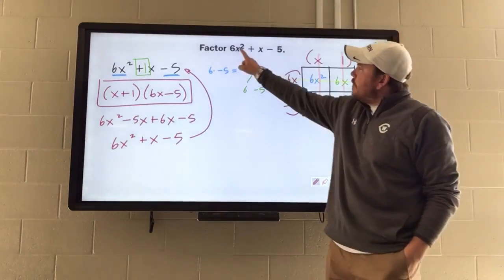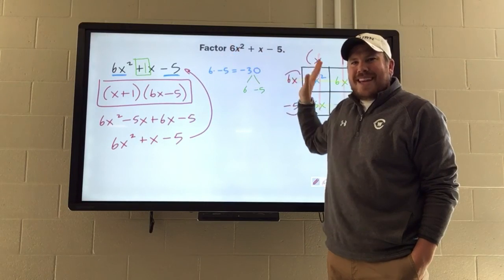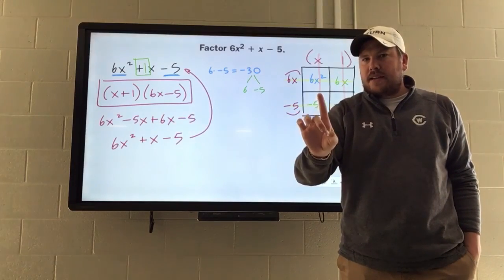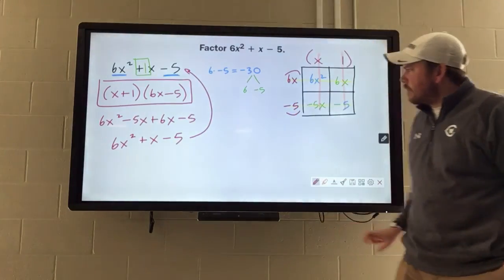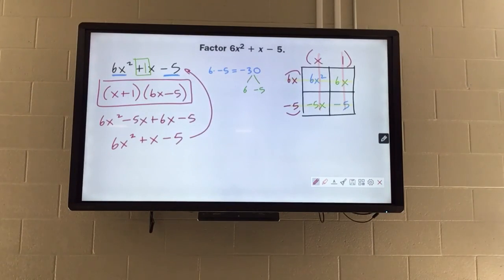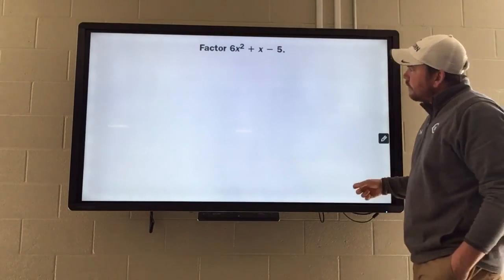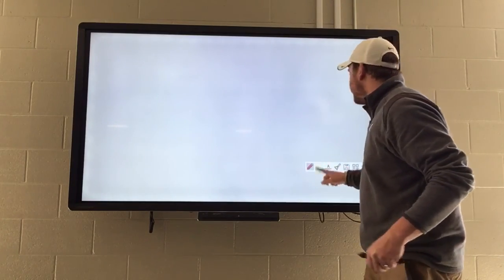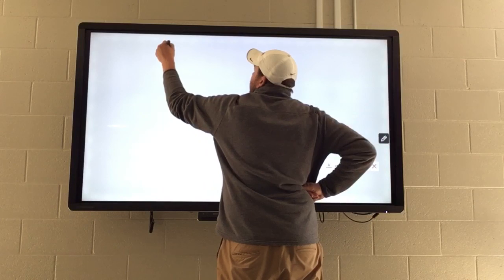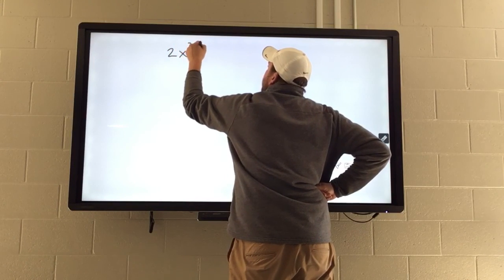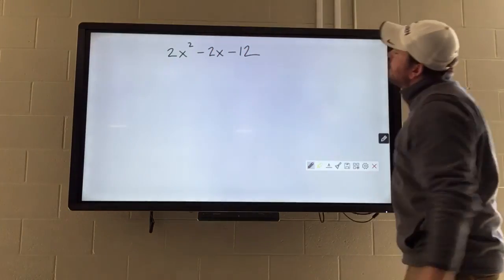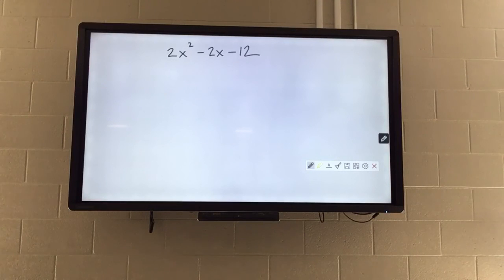So, if we have a number in front of our x squared, okay, and we can't factor out that number, which I'm about to show you an example of what that looks like, we need to either use guess and check or the box method. Now, sometimes we get lucky. Let me find a blank slide here, perfect. Sometimes we get lucky. Let's say we have this. 2x squared minus 2x minus 12.